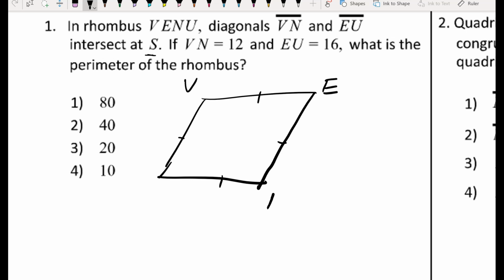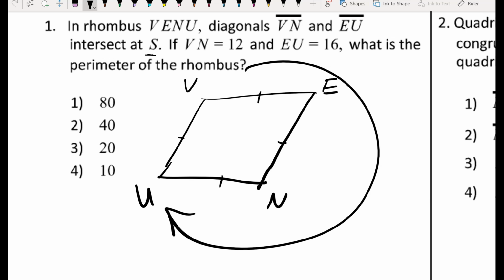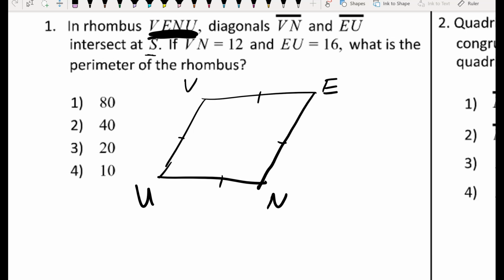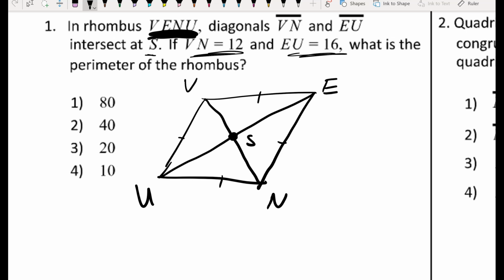When I label my vertices, just make sure you go in either a clockwise or a counterclockwise fashion so that it spells out the letters that they give you. So it says diagonals VN and EU intersect at point S. Then they give me lengths of these diagonals, 12 and 16.